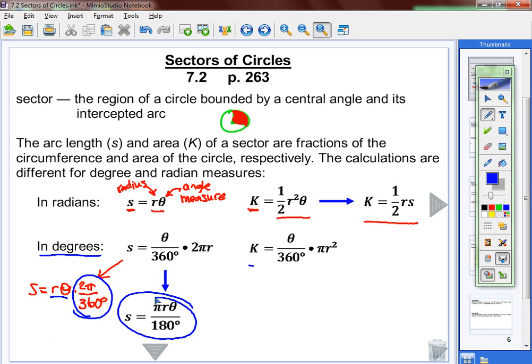And then the area of the sector is the area of the circle times the fraction of the circle that it is. It's the angle divided by 360. So if we write that in an easier way to see, K equals pi r squared theta over 360 degrees. Those are the formulas we'll be using today.